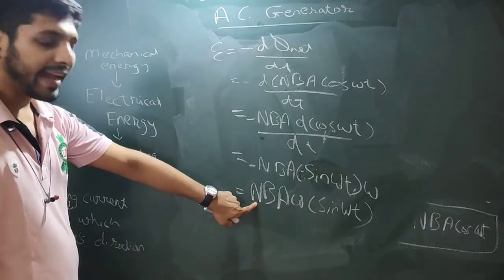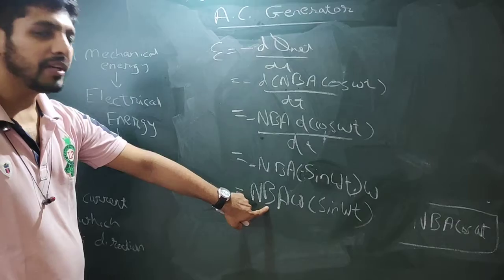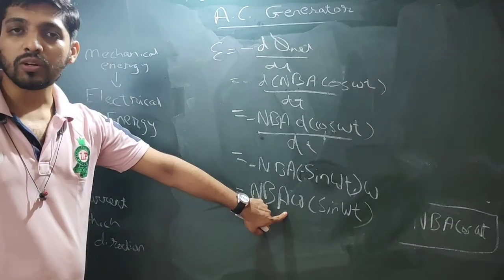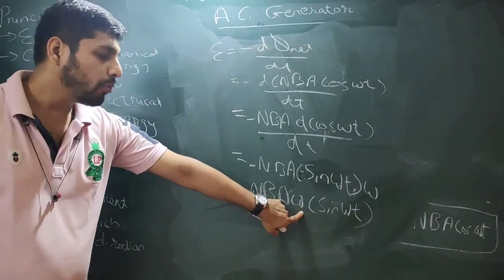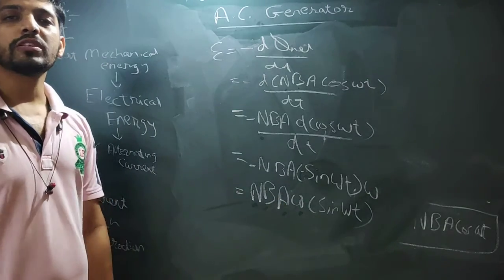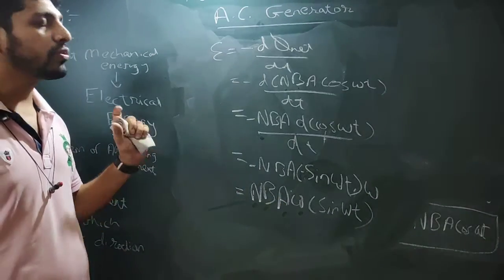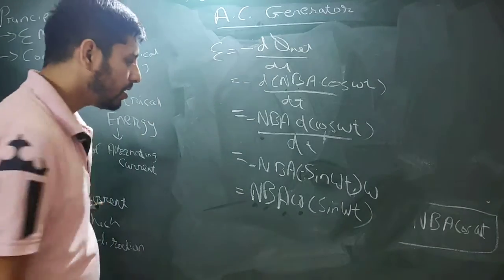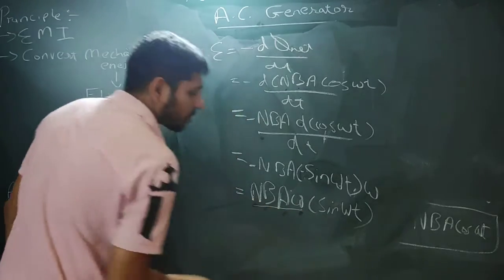Now from here, n is constant, that is the number of turns. B is the magnetic field, that is also constant. A is the area vector, that also remains constant. And omega is the angular velocity, and we have already said that we are rotating the coil with uniform angular velocity, which means this is also constant. So all these terms are constant.